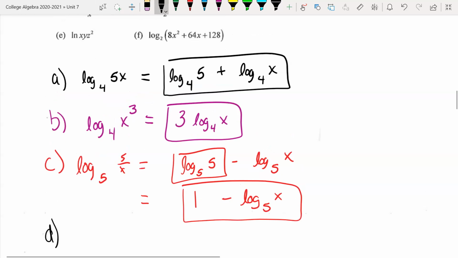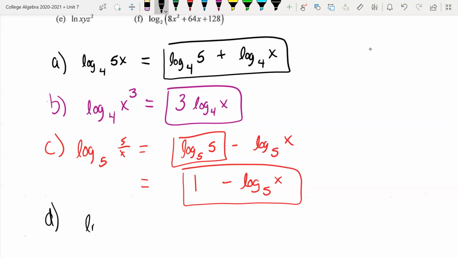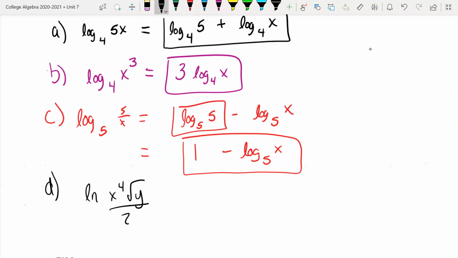All right, D, it's the natural log of x to the 4th times the square root of y over z to the 5th. So here they get a little bit harder because we're going to combine some rules. All right, so if I wanted to split this up, let's rewrite this first. So that's 4 ln of x, natural log, because the exponent goes out front. Then I'm going to add it because I'm multiplying by the natural log of the square root of y on top. Minus, because we're dividing by, the natural log of z.